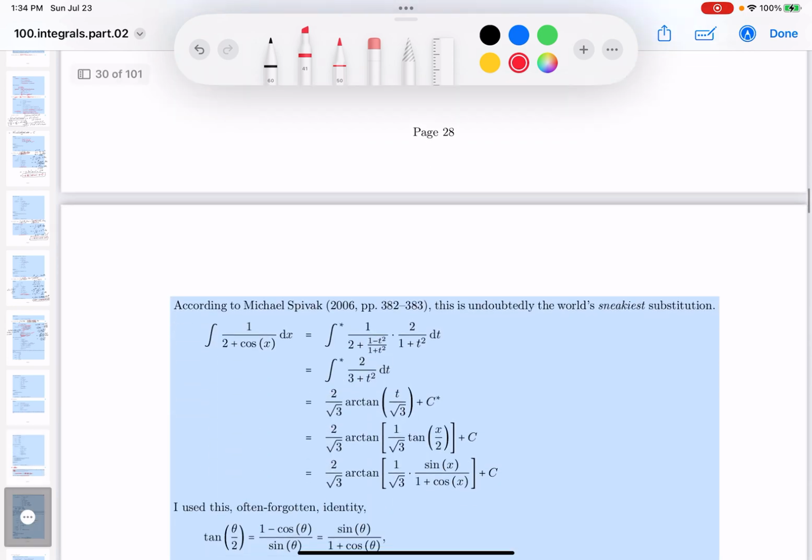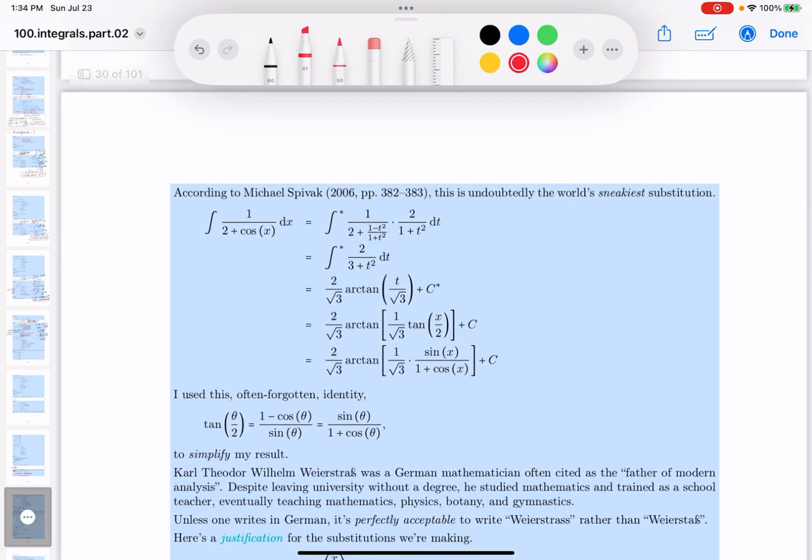But let me just go to the next page over here. According to Michael Spivak, and again, we'll go through this, don't worry about that, this is the world's sneakiest substitution. Now, someone says, who's Spivak? Spivak wrote a calculus book that's pretty much used all over the world for students wanting to major in mathematics. So it's a book that's been around a long time. We'll go back and do the problem later.